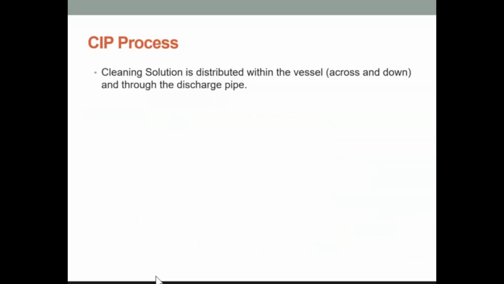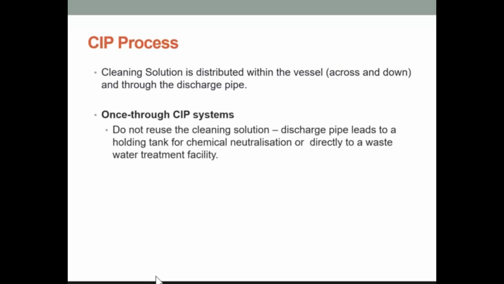In the clean in place process, the cleaning solution is distributed within the vessel, so it has to go across and down and through the discharge pipe. You need to make sure you're capturing all of the inside of the reactor or tank or whatever you're washing. There are 2 types of CIP systems.